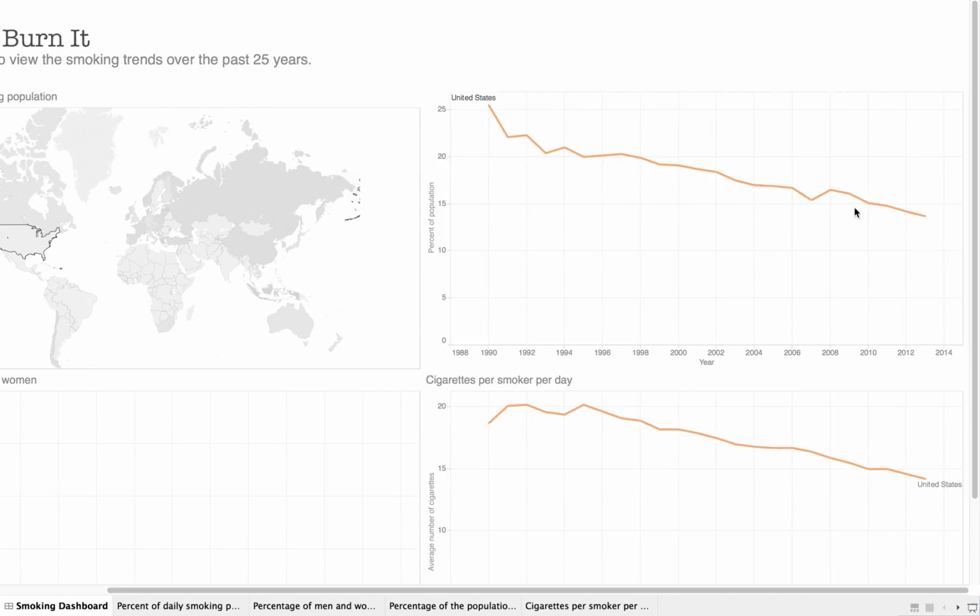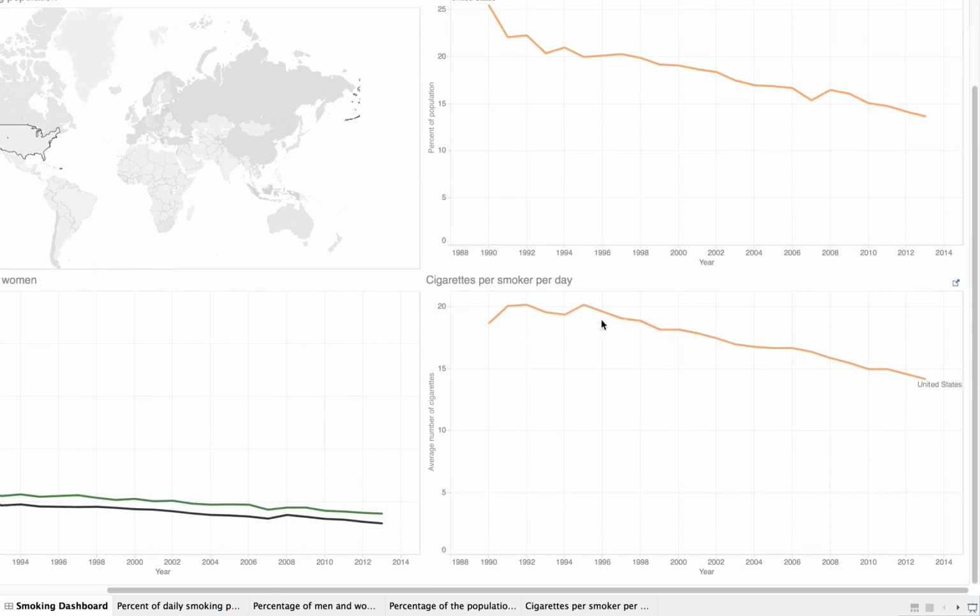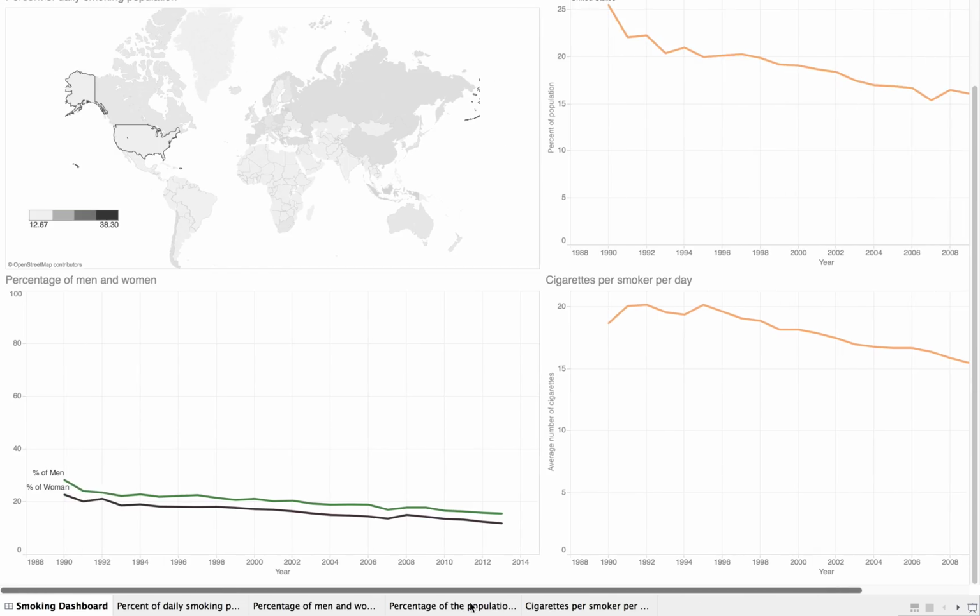You can see a general trend going down, which also correlates here with the cigarettes per smoker per day, which is going down. And we're seeing a pretty close split here between men and women. Not quite as distant throughout the years, though this also echoes the trends from the other ones.